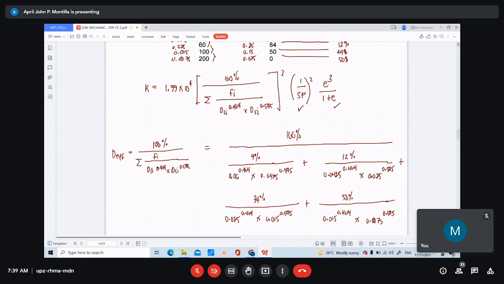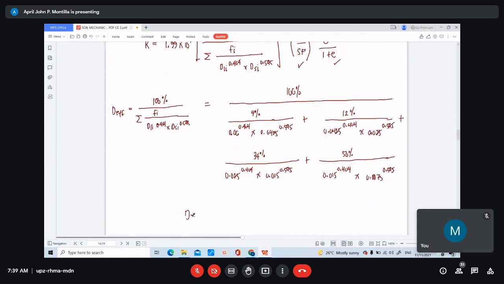So with that, we can now get the value of the effective grain size of the solid grains. Kindly compute. It's a bit long, so simplify it one by one. It might not fit in the calculator.